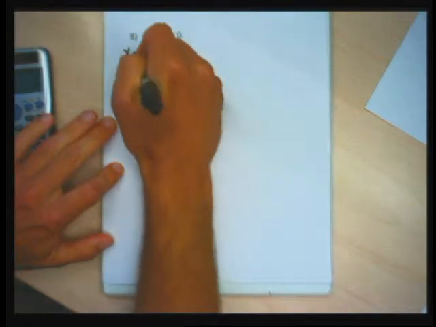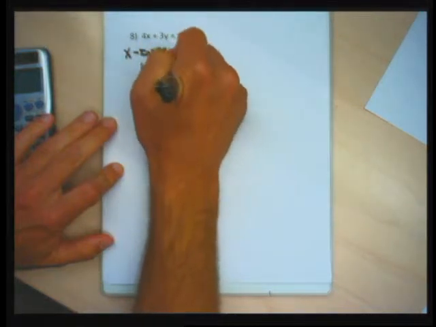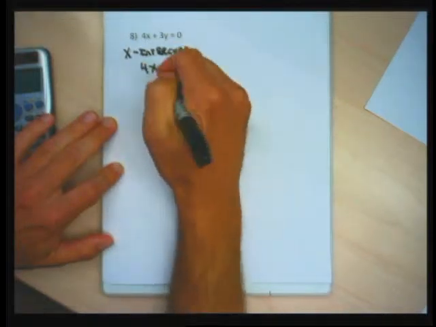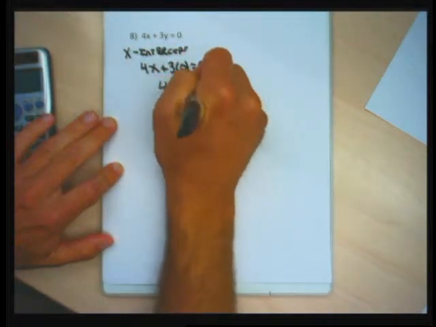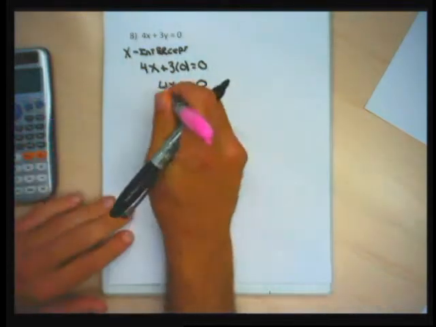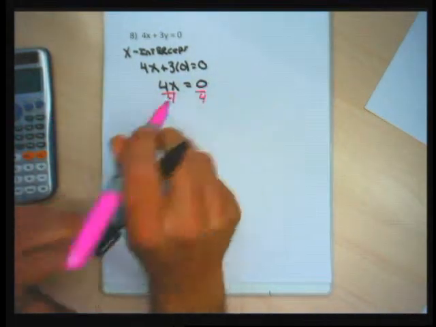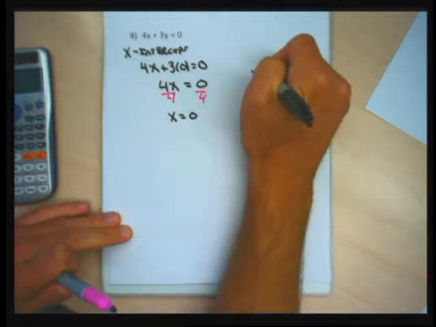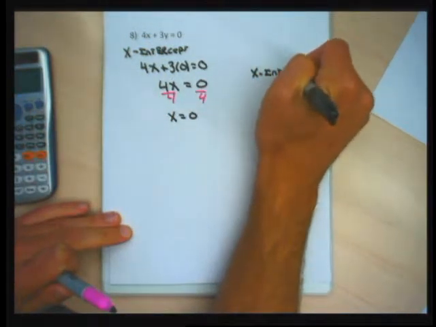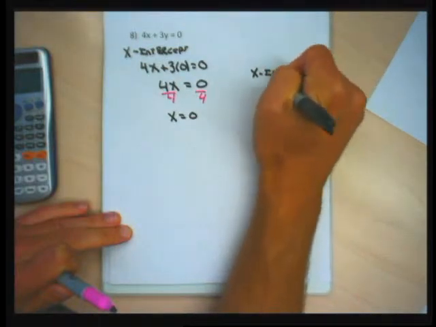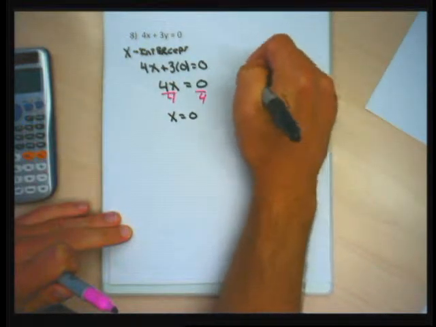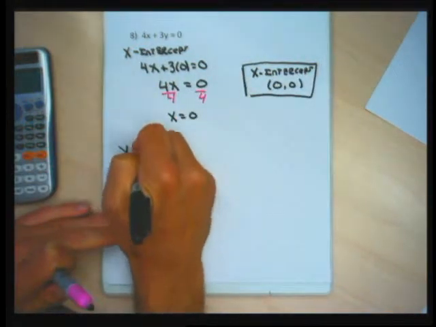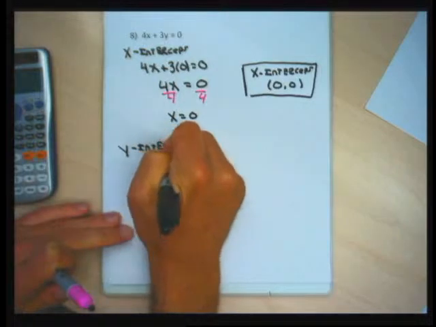So for the x-intercept, I let y equal to 0. I go 4x plus 3 times 0 equal to 0. The 3 times 0 piece is 0. It goes away. It leaves me with 4x equal to 0. I divide by 4. I get x equal to 0. So for one of the answers to this problem, the x-intercept is the point 0, 0. If the x-intercept is 0, 0 and it's a line, the y-intercept is also going to be 0, 0.